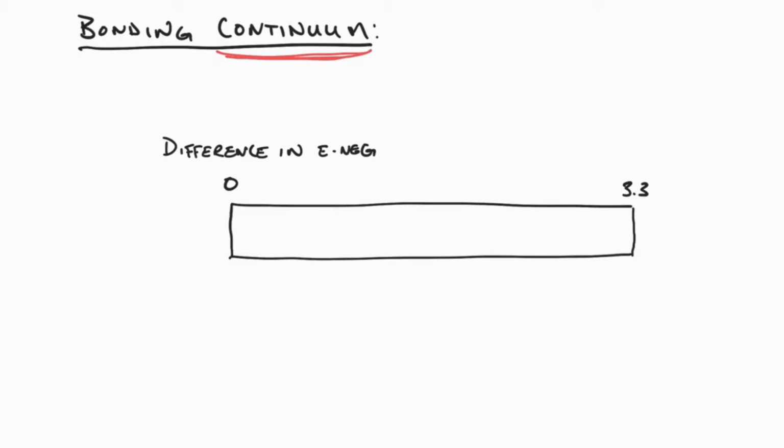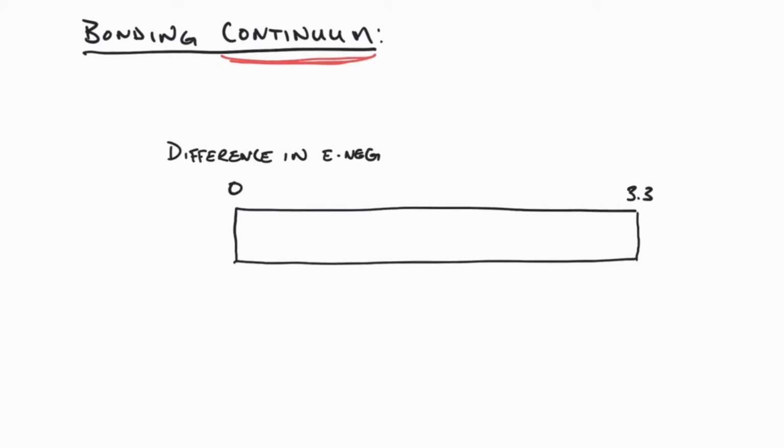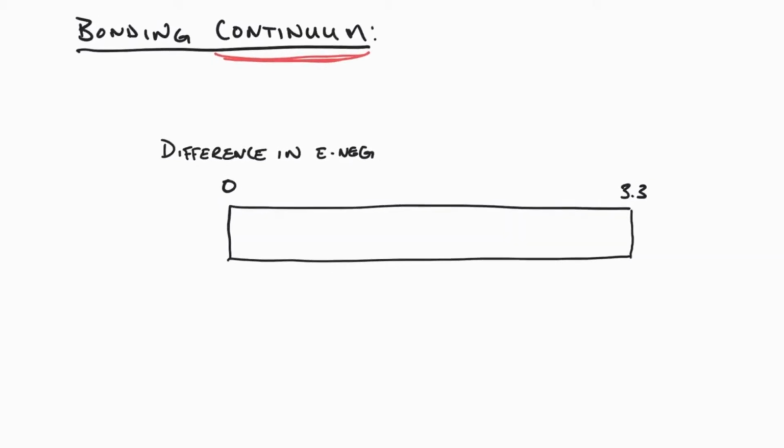And typically we're going to draw this line for determining the difference between ionic bonds and covalent bonds somewhere in the middle, right here, around 2. And we're going to call that difference about 2. If the difference in electronegativity is greater than 2, we're going to call it an ionic bond. And if it's less than 2, we're going to call it a covalent bond.